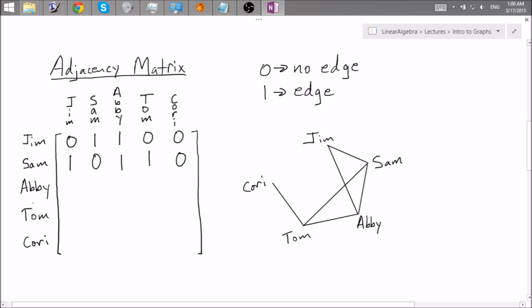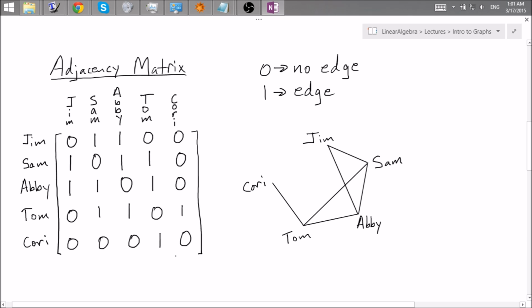Now we jump to Abby's row. Abby and Jim do share an edge as we saw before, so we put a 1 there. And Abby and Sam share an edge, so we put a 1 there. Abby is not connected to Abby, so we put a 0 on the diagonal. And Abby and Tom are connected, but Abby and Corey are not. And we go through the rest of the rows, filling in the entries following our rule for when we put 0s and when we put 1s. So this is the resulting adjacency matrix for our graph.